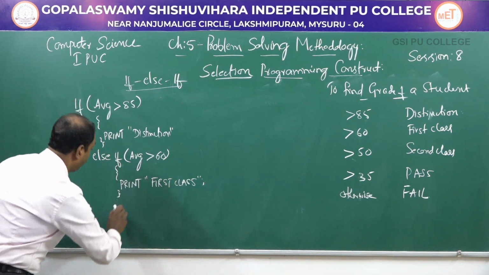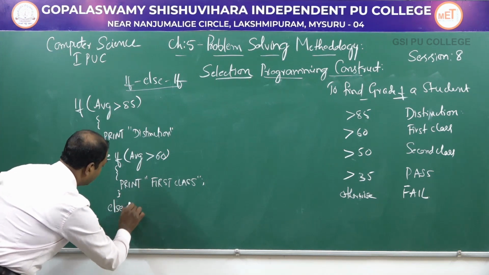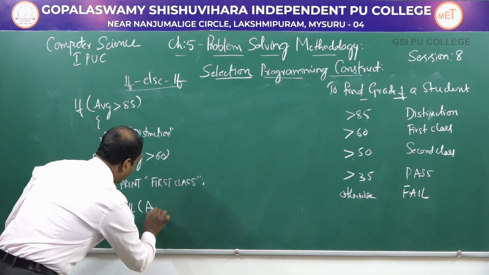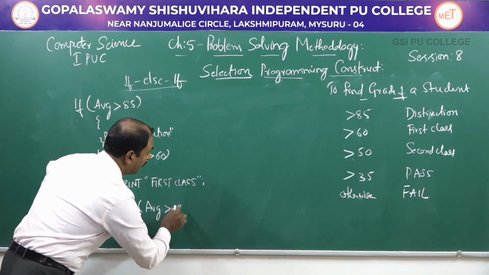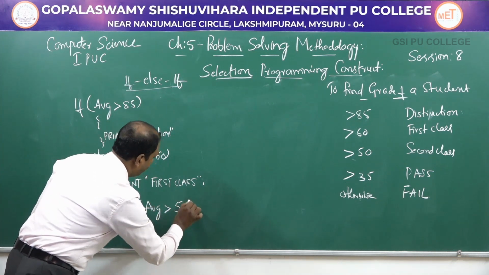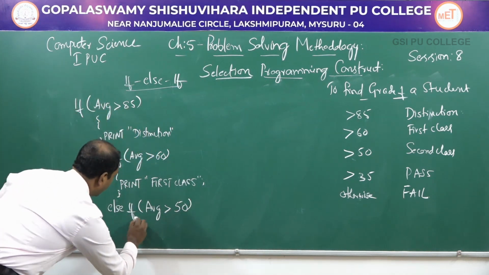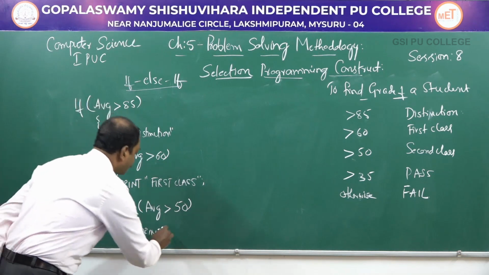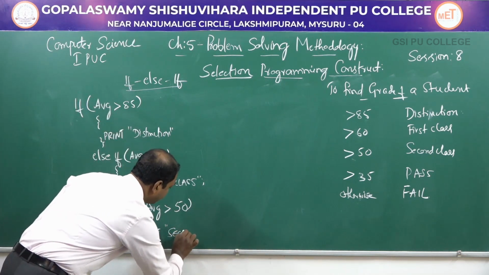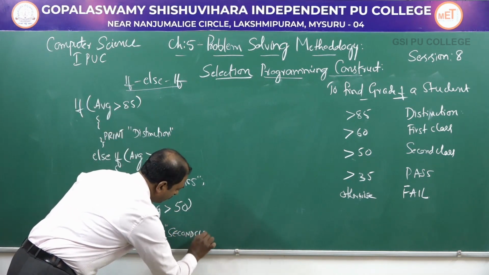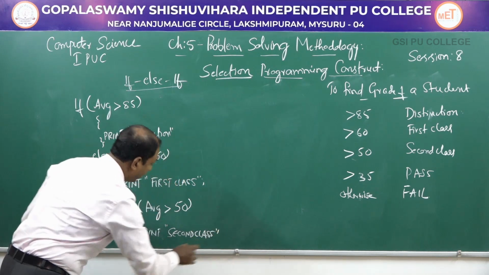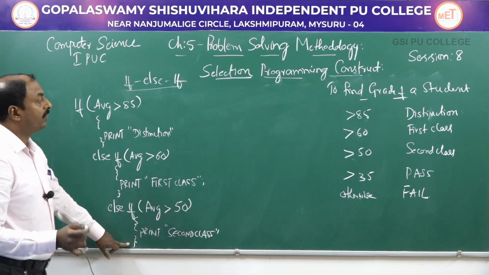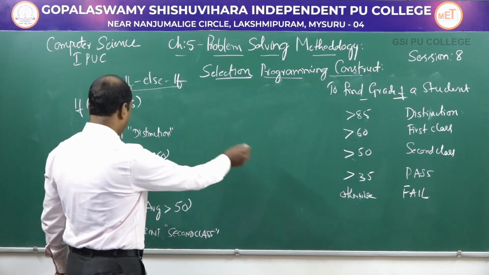After else if, the third test condition is average greater than 50, we have to print second class. Close this. Then after this, we are left with two more conditions.